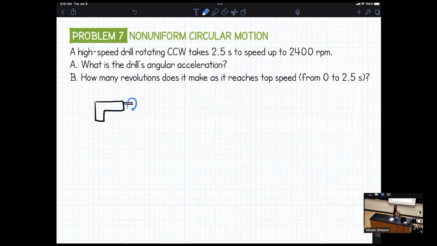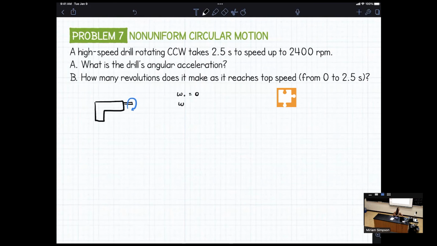It's a very bad drawing of a drill. Okay, so if you start a drill, what is it doing before you turn it on? Nothing. So what would your initial angular speed be? 0. So we know that we're going to start from 0. So that's 0 radians per second. But then we find that it's going to go in 2.5 seconds. It's going to go up to 24.